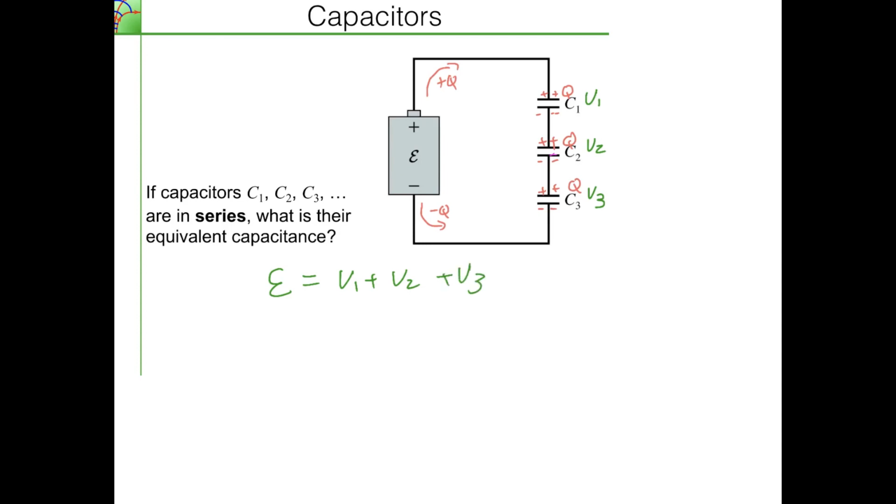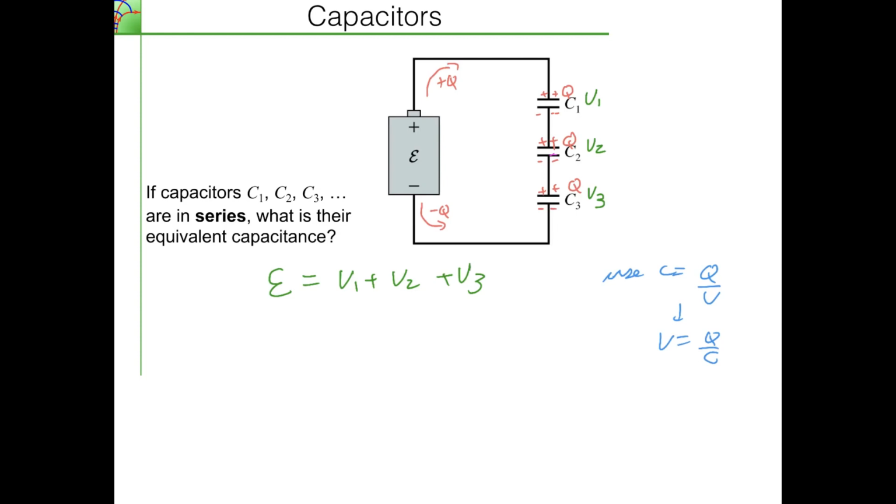Remember, the voltage from here to here is going to be the same either path. If I go this way, it'll be E. If I go this way, it'll be minus E. But the voltage from there to there has to be the same. So they all have the same charge, they have different capacitances, and they all have different voltages. Well, I'm going to use my definition for C. Remember, C is equal to Q over V, or rewrite that as V is equal to Q over C.